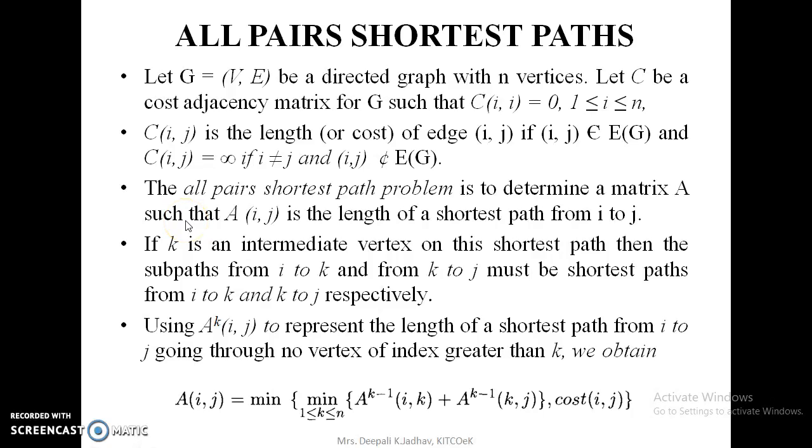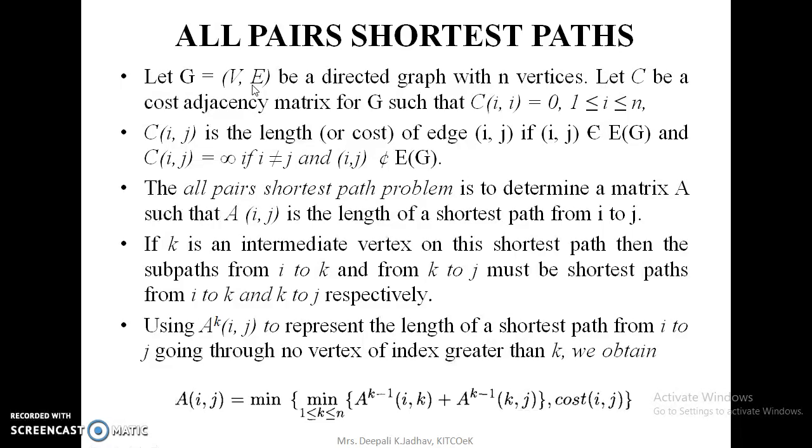Good morning everyone. Today we are going to see the dynamic related problem, that is All Pairs Shortest Path. So All Pairs Shortest Path is a graph related problem. Here we are given a graph G = (V, E), a directed graph with n vertices, and E is the set of the edges.